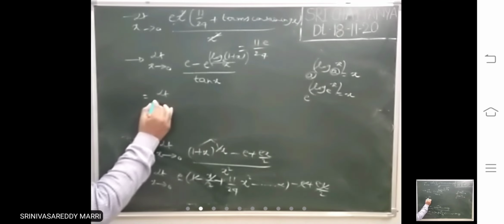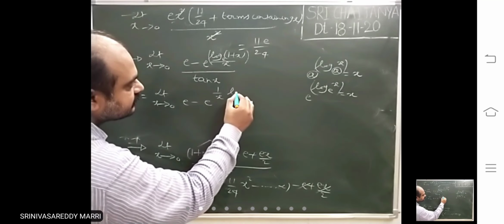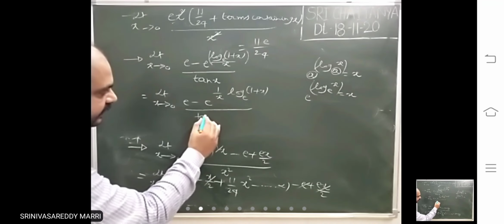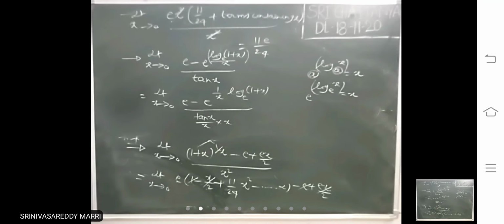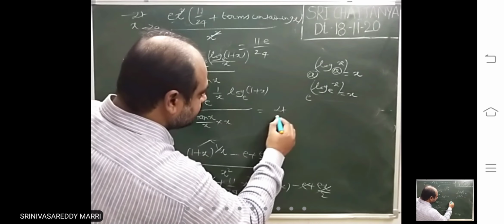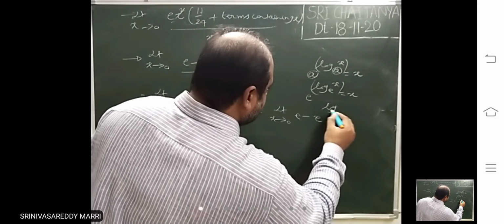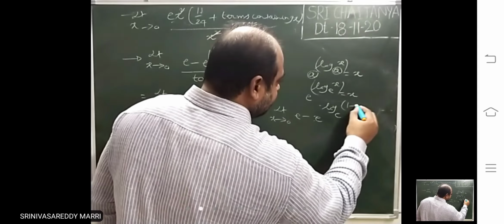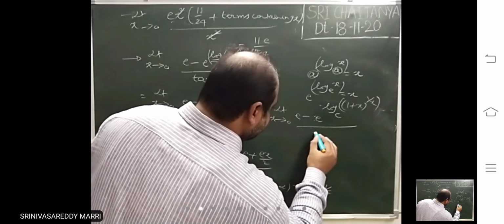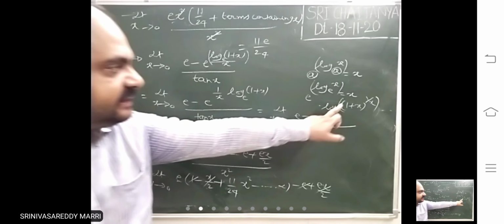So now I am readjusting this one. Limit x tends to 0, e minus this one. It is like this, divided by, now here I am writing tan x by x into x. Tan x by x is 1. Now this 1 by x I am bringing to the power. e minus e to the power, always write like e power log e of that complete function, divided by tan x by x is 1, that is x. Now e to the power log of this complete function, log x to the base e is x, this is the answer.